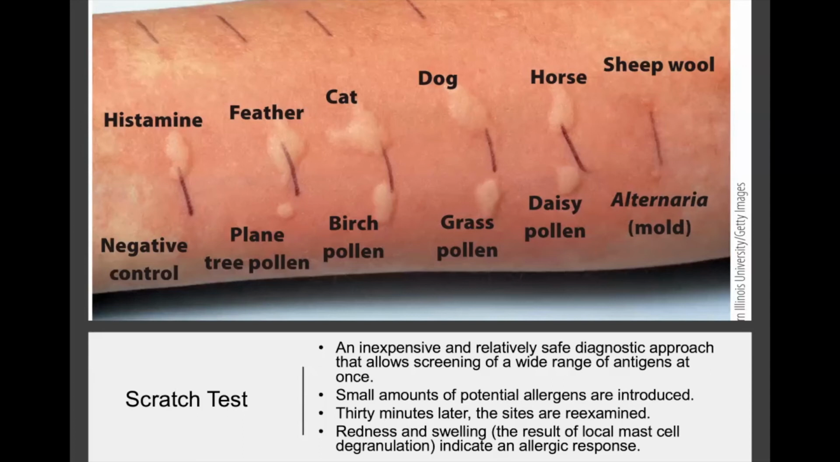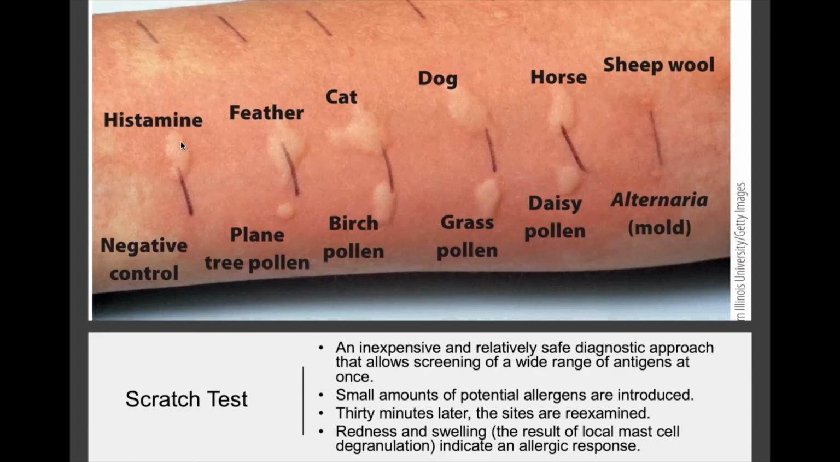And then they come back and read to see whether a hive, a welt, has developed. You can see for this individual, they have a nice positive control responding to histamine. They're also reacting to a number of other allergens and some of the pollens. But with sheep wool and mold, they're not responding. This is where they would take that information and come up with either a treatment strategy or stay away from these things as much as possible.